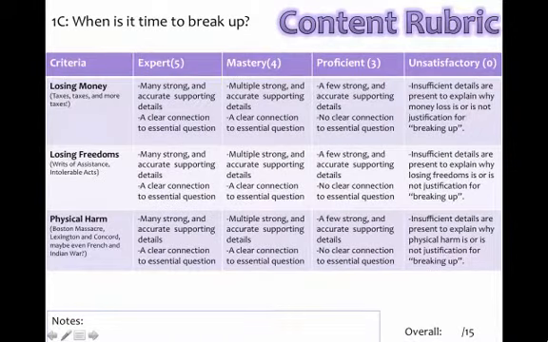Okay everybody, here's our quick little video explanation of the content rubric for Unit 1C, with the essential question being, when is it time to break up? Now, for our first section here, in the first criteria, you need to focus on losing money. Basically what you're trying to say here is, is it worth separating as a nation due to losing money.